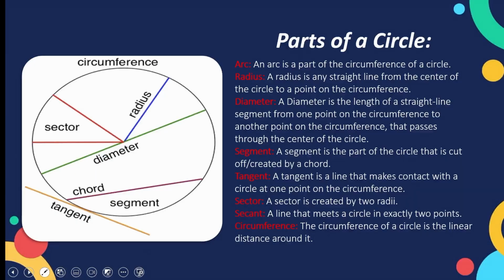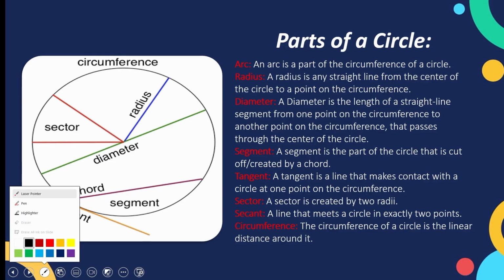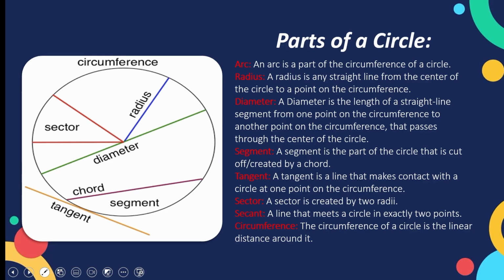The first rule that we need to look at is we need to understand the different parts of a circle. As you can see on the slide that we have here, the circle has many different parts. Let's start off with an arc. Now, as I said before, what I want to try and do in this short lesson is put across technical terms in a way that you can understand.